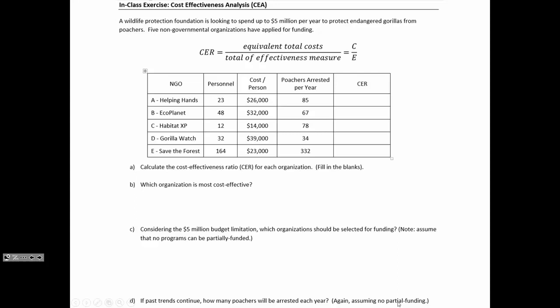So this one is about poaching, and there are 5 different NGOs, which is a non-governmental organization, that is trying to prevent poaching of endangered gorillas. And so we've got a certain budget, and we need to find out where to spend that limited budget. This is a little bit different from the example I just showed you, because the total costs aren't given directly. I've provided some information that you need to use to calculate the total costs, but the costs aren't just given outright.